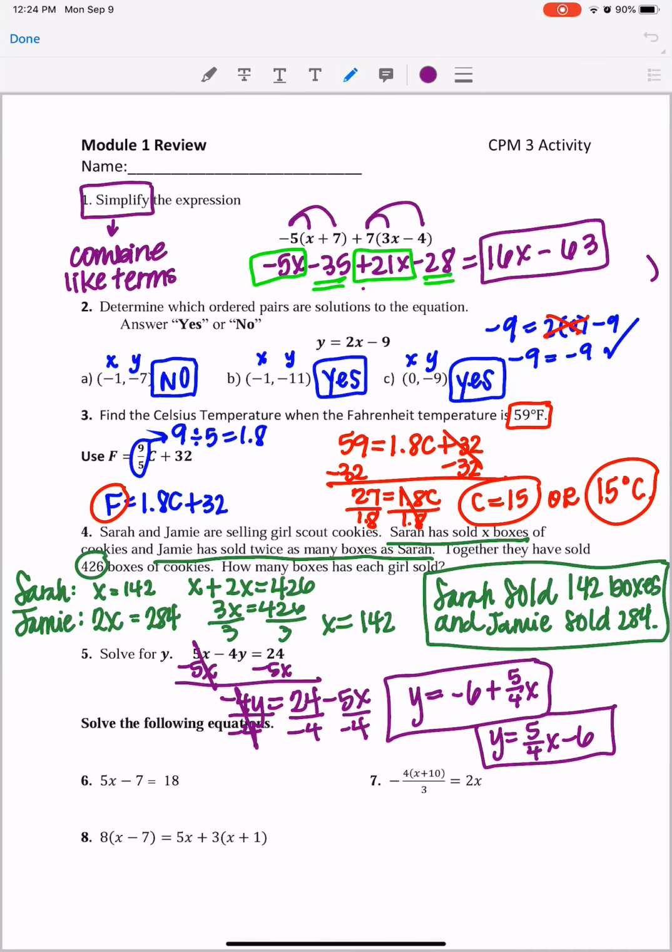Now we need to solve equations. So on 6, to get x by itself, we're going to add this 7 over. So I get 5x equals 25. I'm going to just bring that right here. So divide both sides by 5. And we get x equals 5. Okay, on 7.